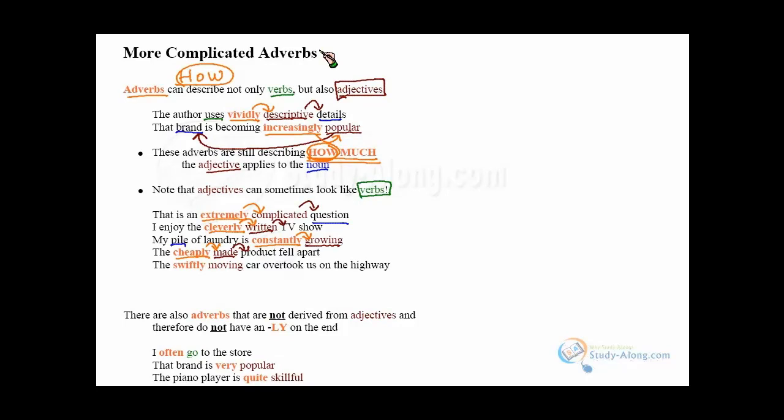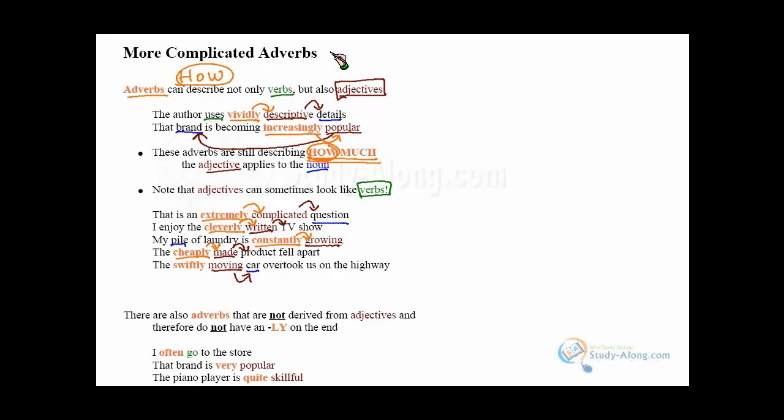And finally, the swiftly moving car overtook us on the highway. Okay, so what kind of car was on the highway? It was a moving car. The car wasn't parked, it wasn't standing still, it was in motion, it was moving. So even though it looks like a verb, moving is an adjective describing car.